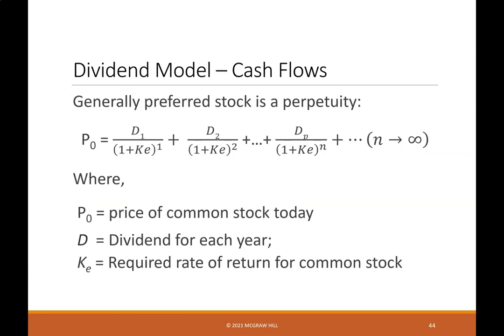Dividend model cash flows. Generally, preferred stock is a perpetuity, where P equals price of common stock today, D equals dividend for each year, K equals required rate of return for common stock.